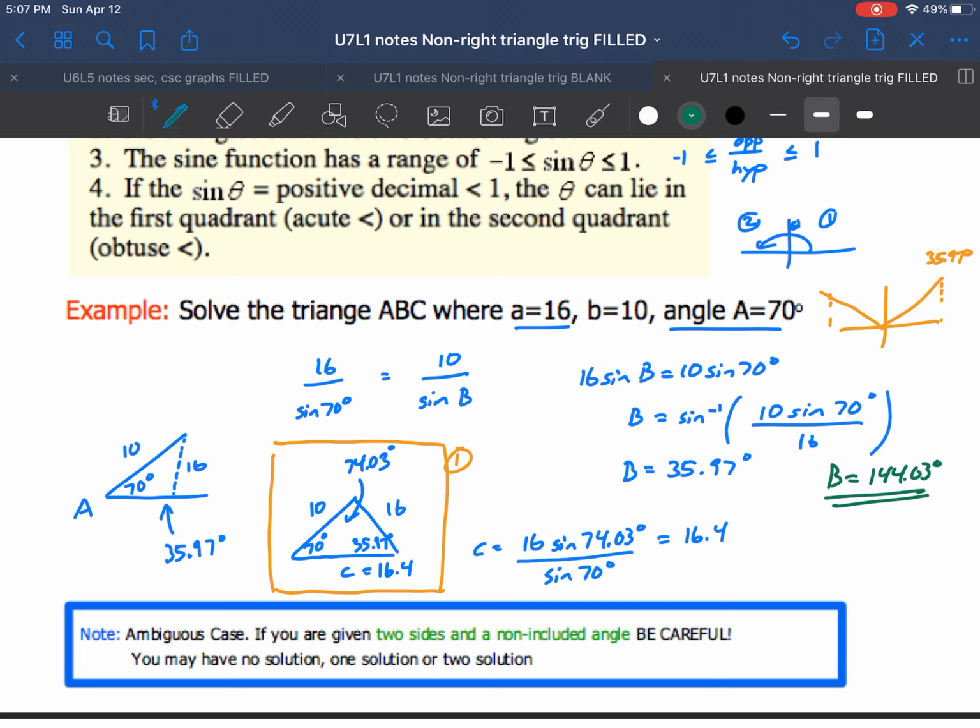Now, thankfully, look at this. That angle can't happen, right? Because if I've got 144.03 and I add 70 to it, I've got a sum bigger than 180, so it can't happen. So in this case, this is the only answer. This is the only triangle that works.